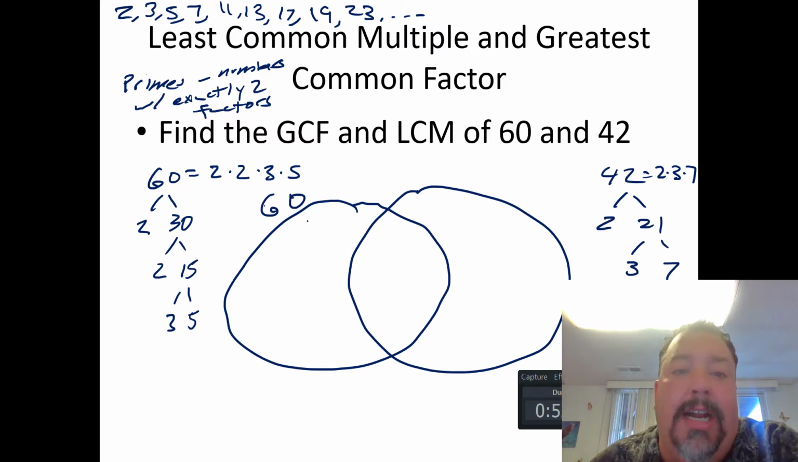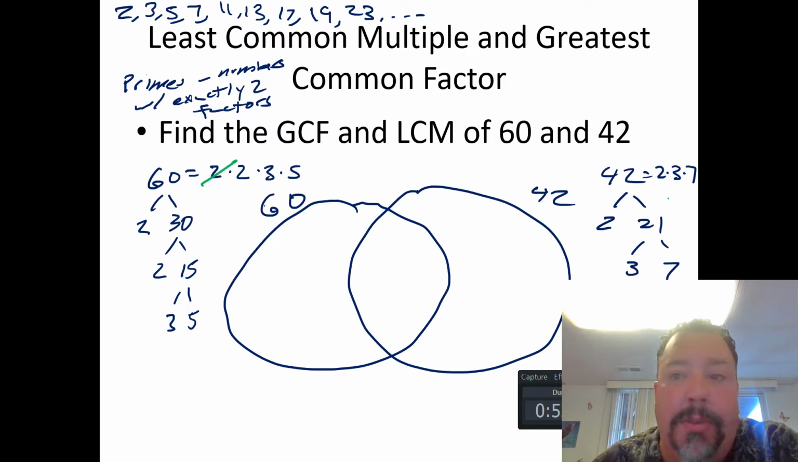Now we go to our Venn diagram. So this circle here is going to represent the factors for 60, and this circle here is going to represent the factors for 42. What's in the middle is what they have in common. So when you look at the list that we made, 2 times 2 times 3 times 5, and 2 times 3 times 7, what do they have in common?